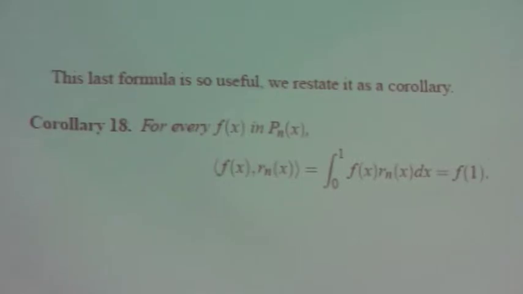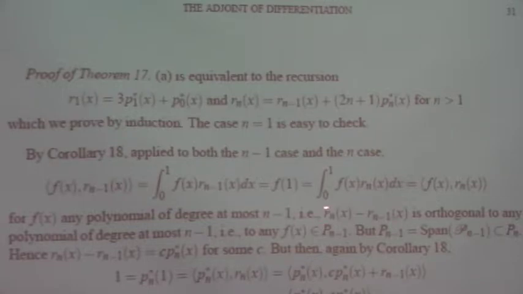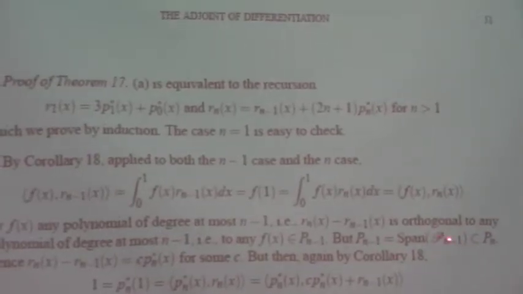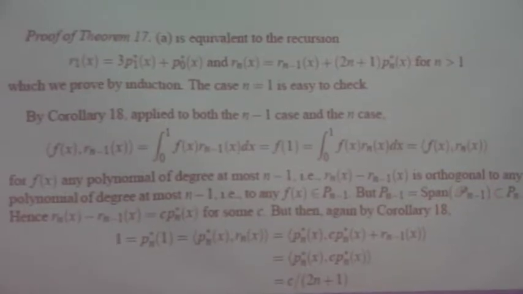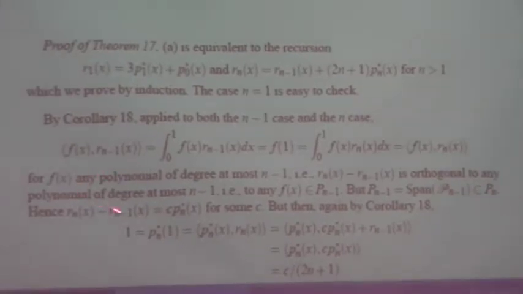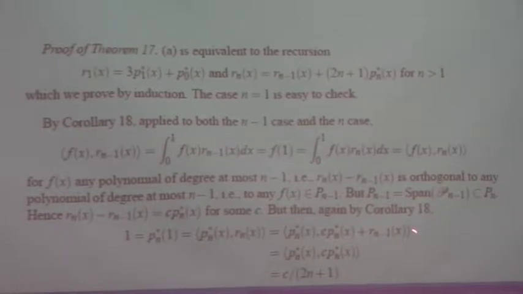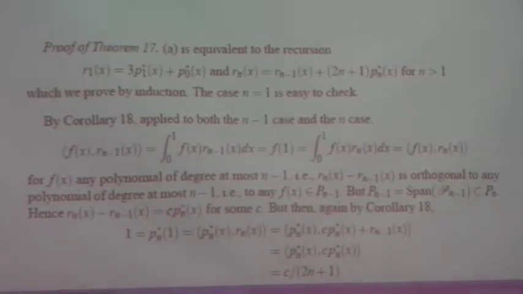So what that says is that for every polynomial of degree at most n minus 1, the value of f of x against Rn minus 1 of x is f of 1. That's also the same as the value of f of x against Rn of x. In other words, if we look at the difference, Rn minus Rn minus 1, that's orthogonal to every polynomial of degree at most n minus 1. Well, the polynomials of degree at most n minus 1 are the span of all of the shifted Legendre polynomials from 0 up to n minus 1, and that's an orthogonal basis. So if this polynomial is orthogonal to everything in here, it must simply be some multiple of the last basis element. So I have that this difference is c times p sub n star of x for some constant c.